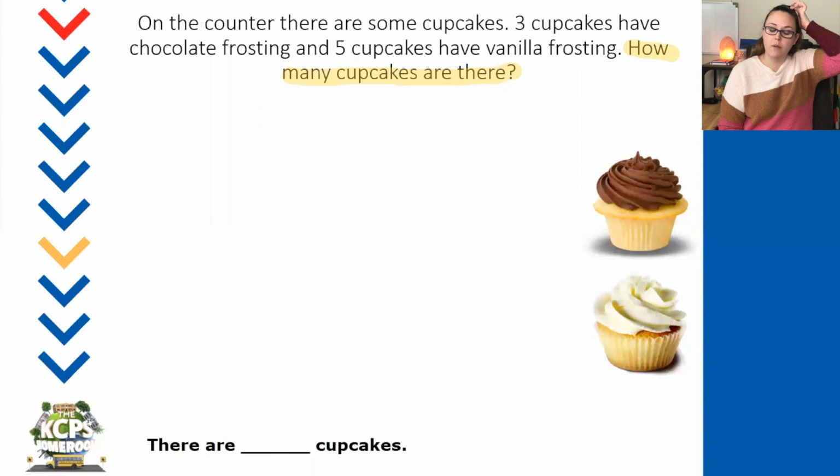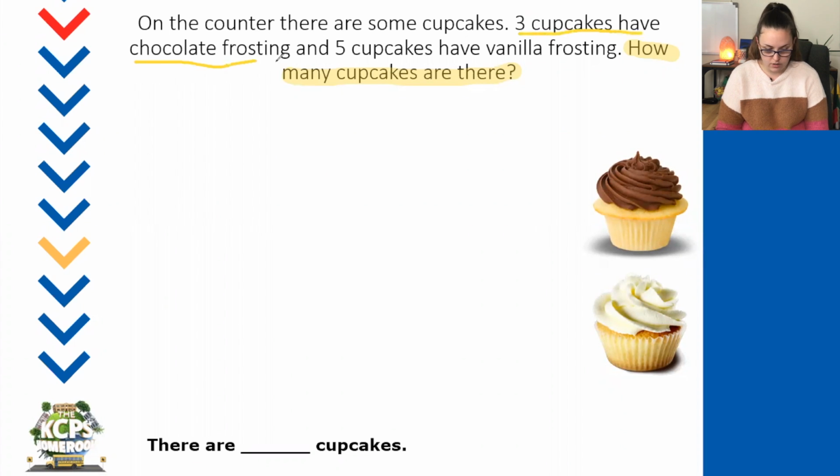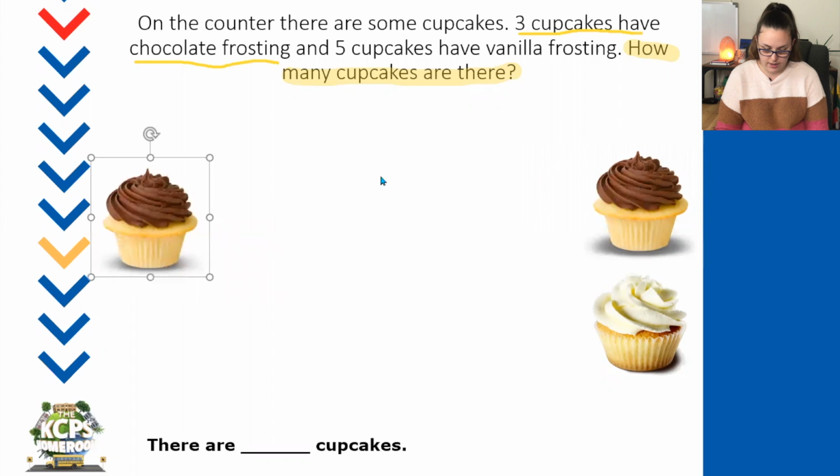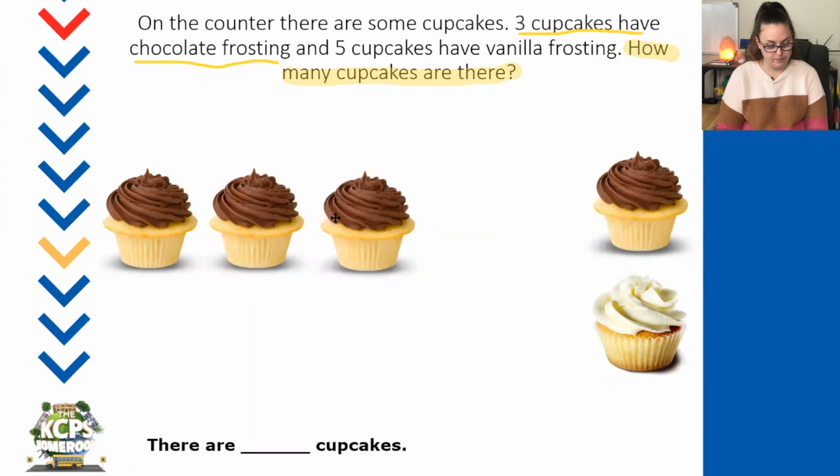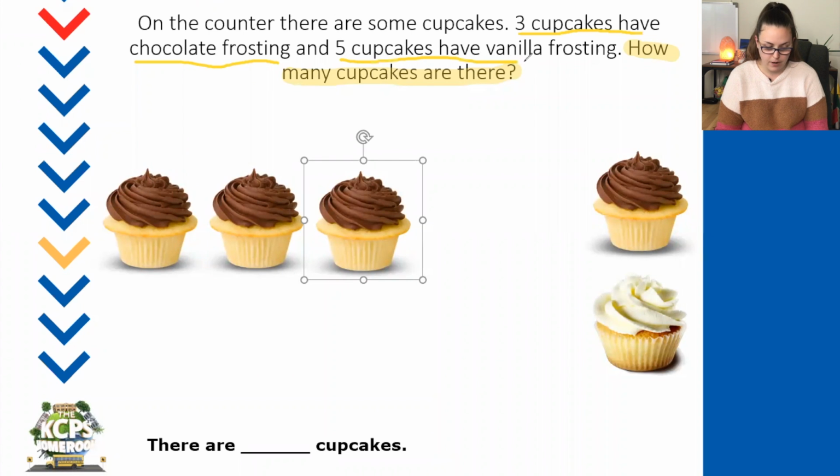Now we're going to make a model. So my problem says 3 cupcakes have chocolate frosting. So I'm going to find my chocolate cupcake. Here's my chocolate frosting, and I'm going to put 3 on the counter. 1, 2, and 3. Great.